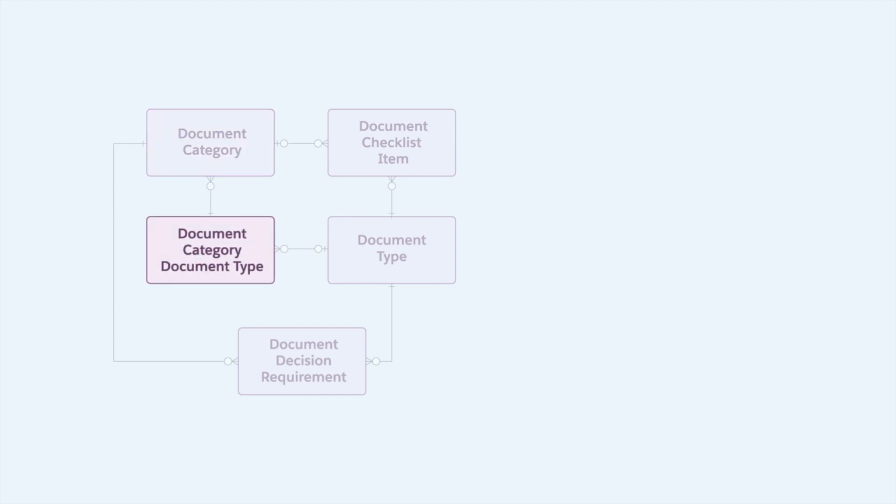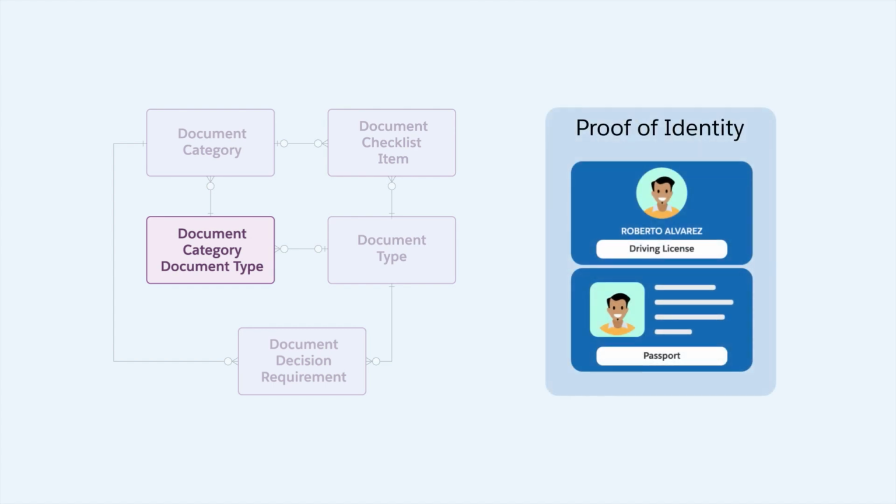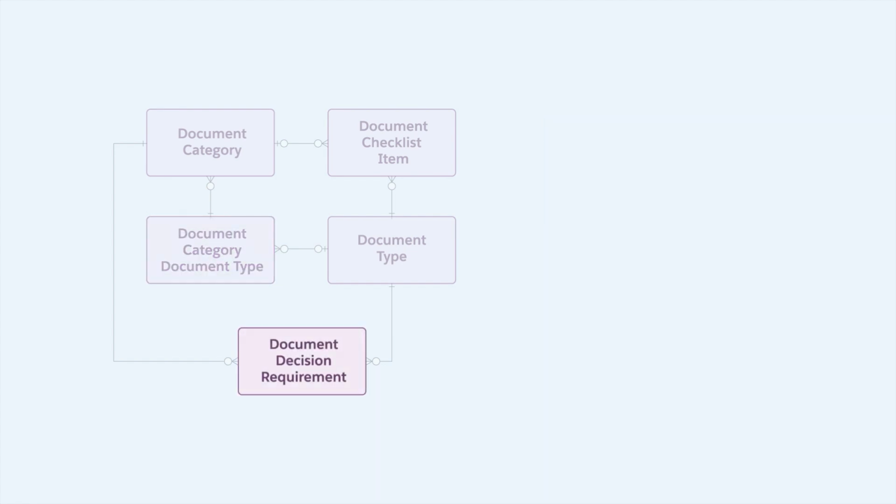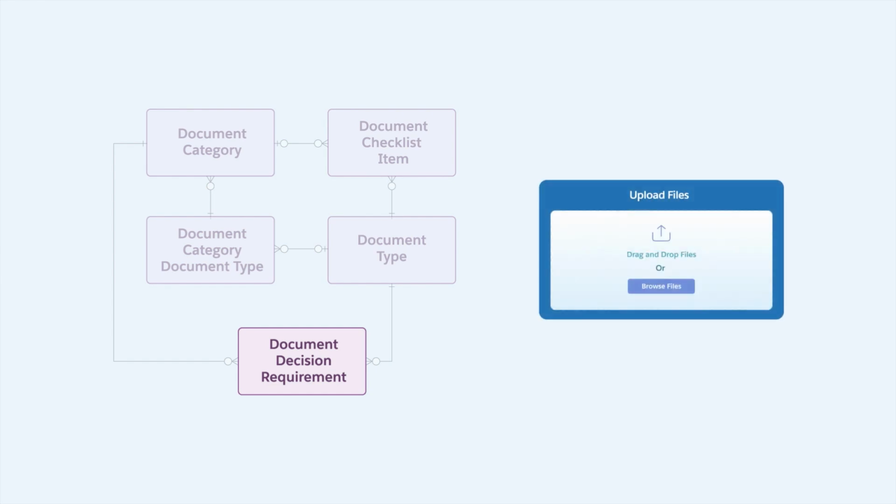The Document Category Document Type Junction object links document types to document categories. For example, you can link the document types, passport and driver's license, to the document category proof of identity. Similarly, you can group the document types utility bills and lease agreement to the proof of address document category. The Document Decision Requirement object stores the criteria that determine which documents the respondent must upload for an assessment.